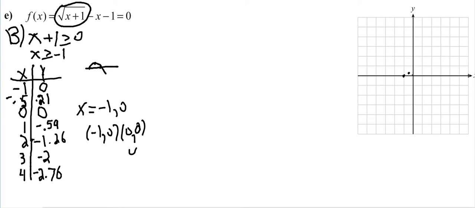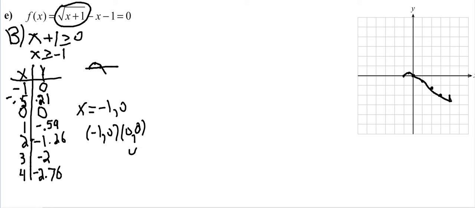So, I mean, it's rough, right? And then 0 at 0, and then 1 at 0.59 is like a little over half. And then 2 is going to be at negative 1.26. And then 3 at negative 2, exactly. And 4 at negative 2.76, so about 2 3/4. Now we're just going to connect these dots. Trying so hard to keep this straight.